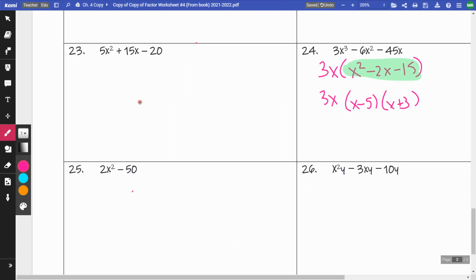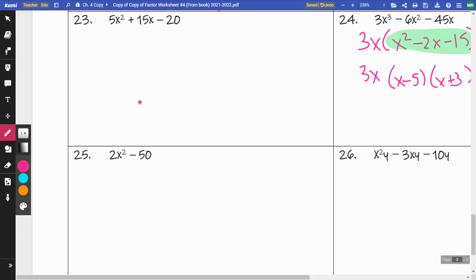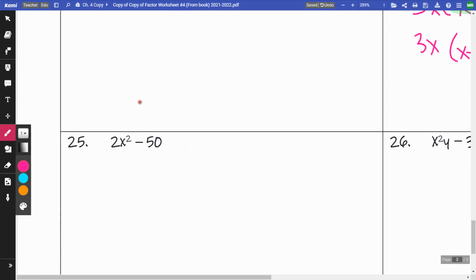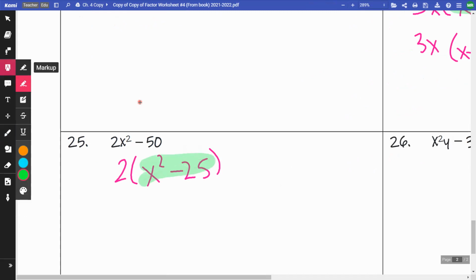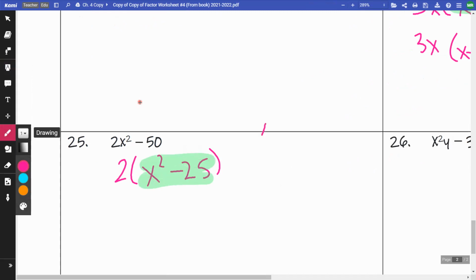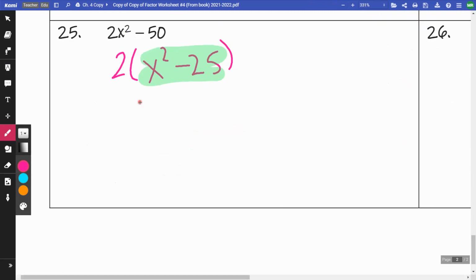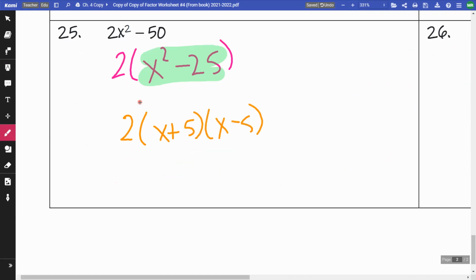Okay, 23 again, I can factor out a 5, and then I'm left with something I can factor further. Now on one like 25, I can factor out a 2, and I'm left with a 2 and an x squared minus 25. Now this is a quadratic, it's a degree 2. It's not a trinomial, but it is still a quadratic. And that happens to be a difference of 2 squares. So x squared minus 25 is an x plus 5 and an x minus 5. And then I have that 2 in front. So don't forget the 2.